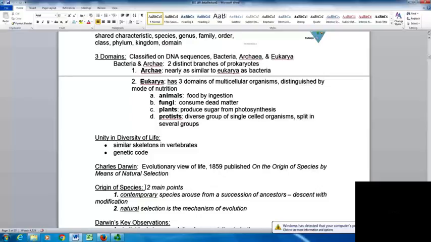So Charles Darwin is the one who's given most of the credit for the evolutionary view of life. In 1859, he published his book on the origin of species by means of natural selection. He was not the only one with these ideas by a long shot. There were others working on similar materials. Darwin got word of it, got on the ball, and got his materials published first. So most of the credit goes to him, even though he was not the only one with those ideas.